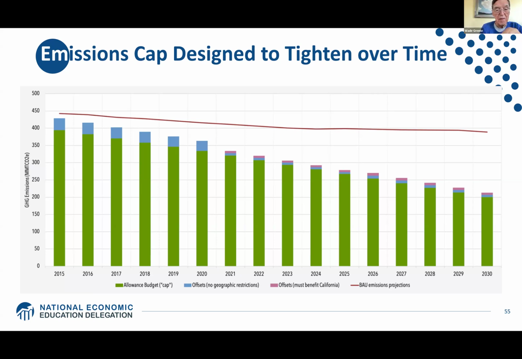Sort of. I don't really understand how the cap works.